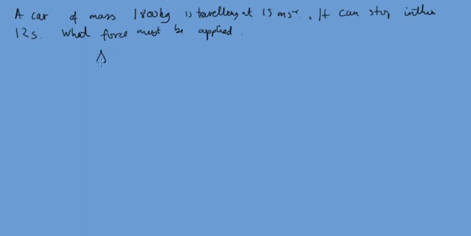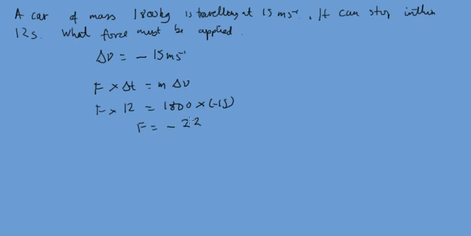So in this case, the change in velocity is going to be minus 15 meters per second, because the car's decelerating. So the force times the time is equal to m times change of velocity. Now we know that it can take 12 seconds, and the mass of the car is 1800, and that's times minus 15. So this is going to give us a force of minus 2,250 newtons.